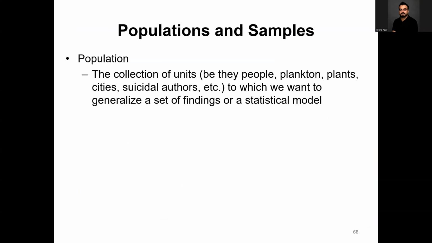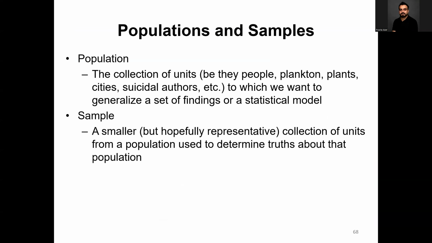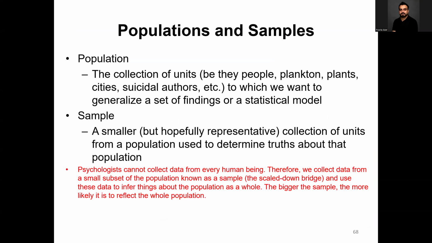Population is defined as the collection of units to which we want to generalize a set of findings or a statistical model. Sample is a smaller collection of units from a population used to determine truth about that population. So remember, we collect data from a small subset of the population known as a sample, and we use those data to infer things about the population as a whole. The bigger the sample, the more likely it is to reflect the whole population.